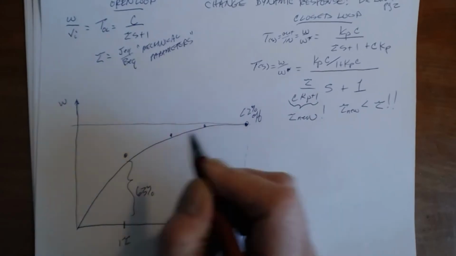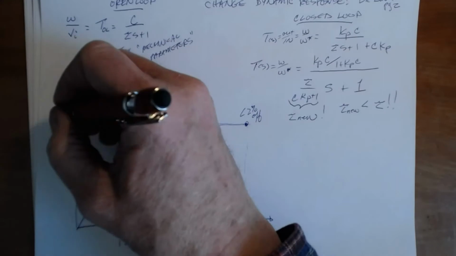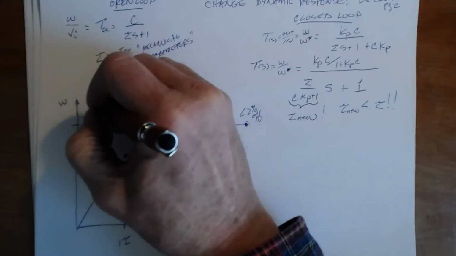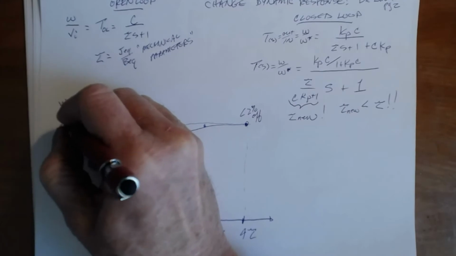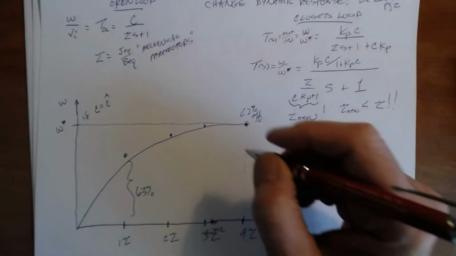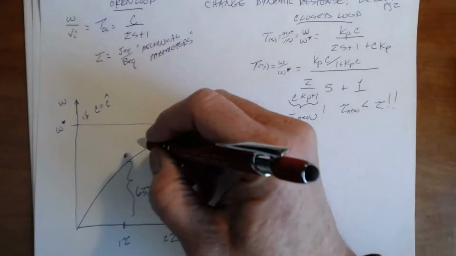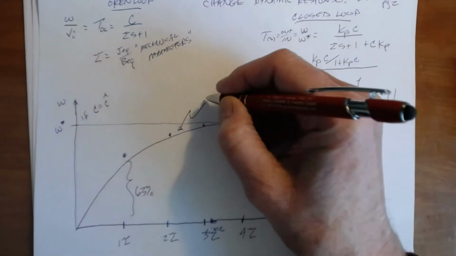And where is this steady state value now? If C is equal to C hat, then this is omega star. We're going to talk about that assumption in a moment. And so this one is open loop.